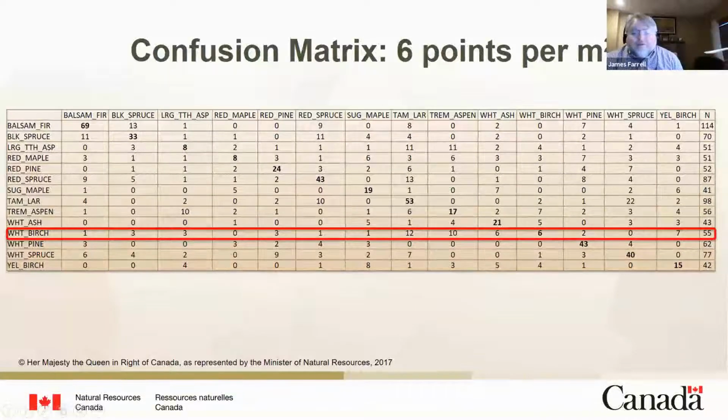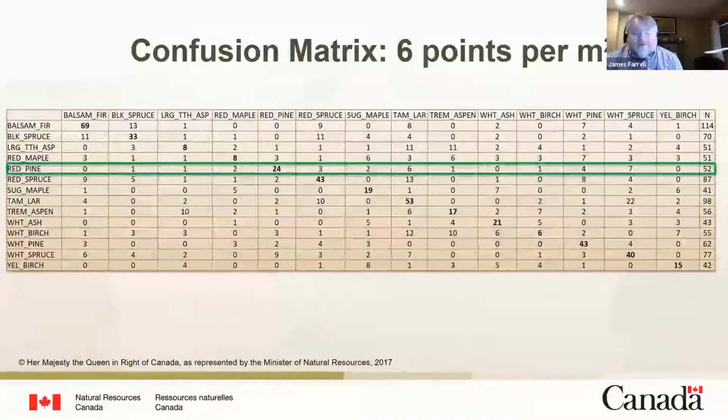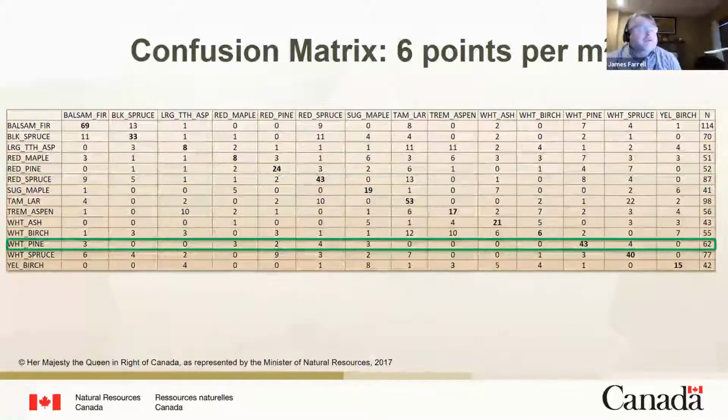And again, the best were the pines at 24 out of 52 for the red pine, and 43 out of 62 for the white pine. And this was all reflected in the percent accuracy table here too.